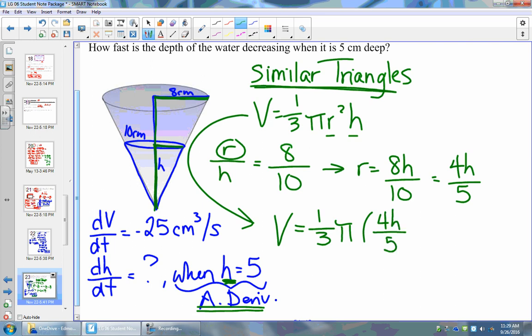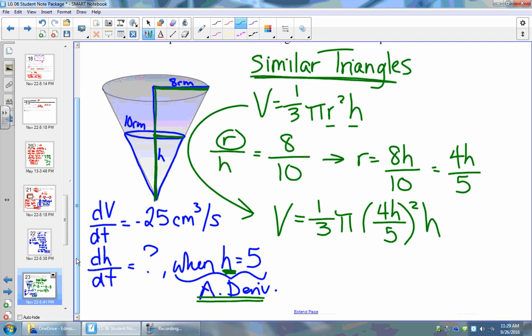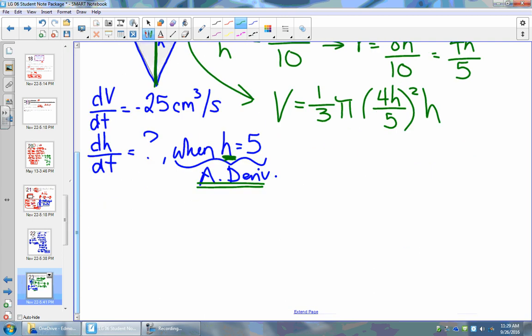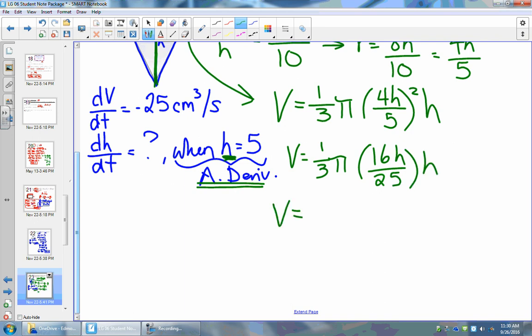4h over 5 squared times h. And it looks like I've made it harder, but in fact we've limited our variables, so it's definitely going to be easier. So let's simplify this. Volume is going to be equal to 1/3 pi times 16h over 25 times h. Volume is going to be equal to 16 over 75 pi times h. Oops, sorry, I forgot my squared there.